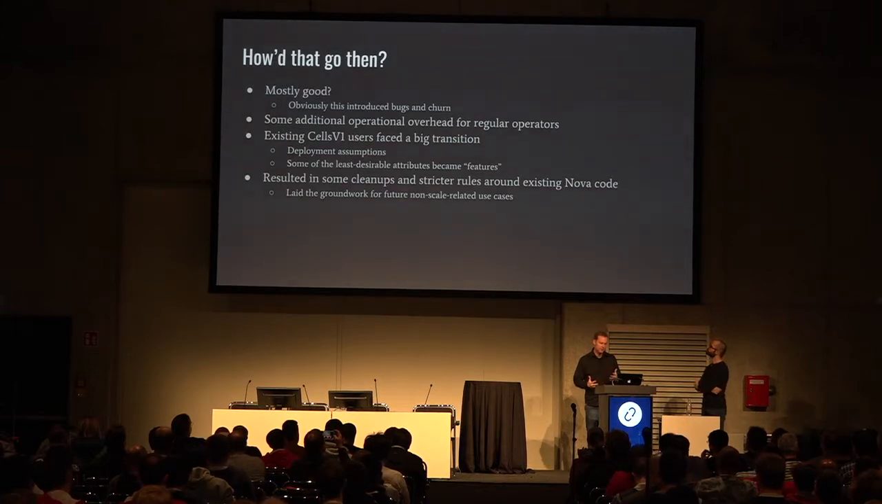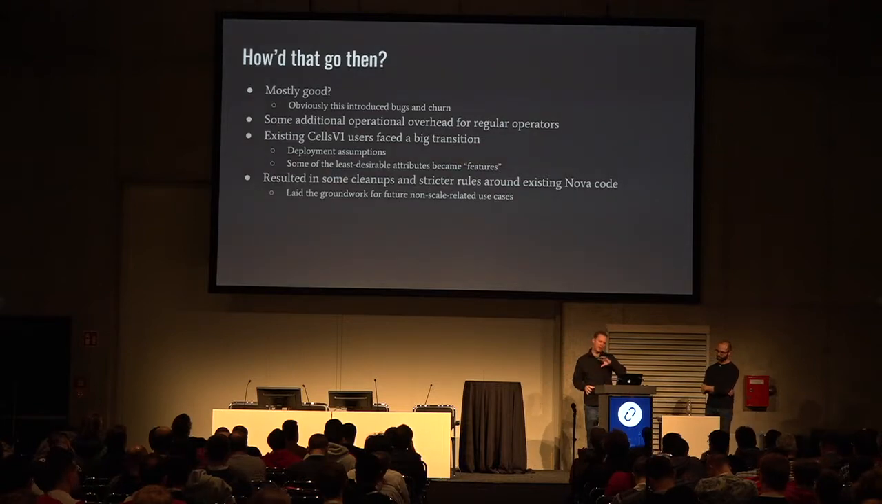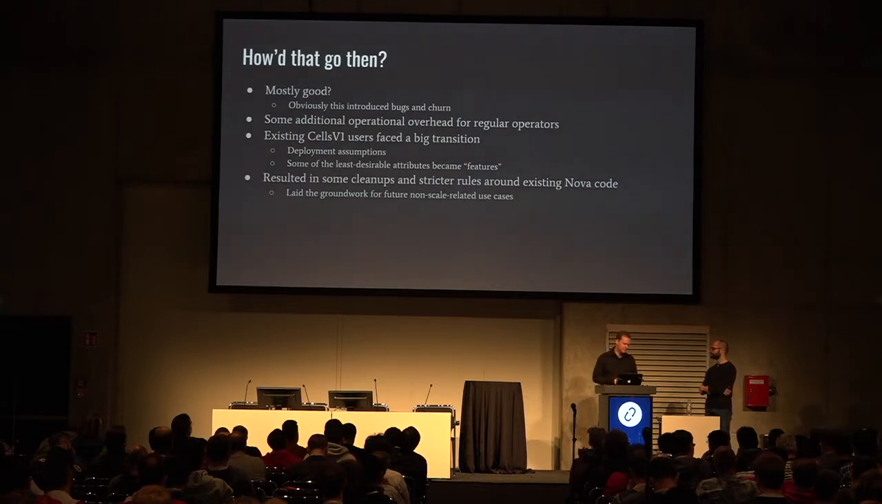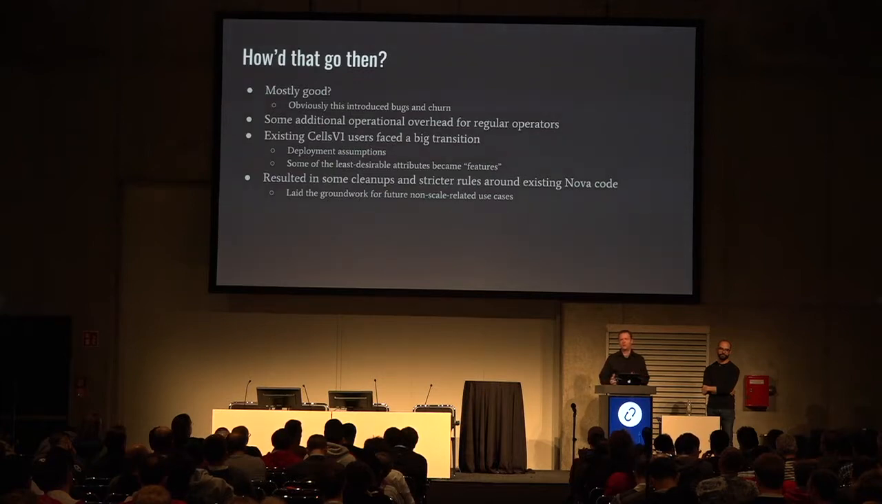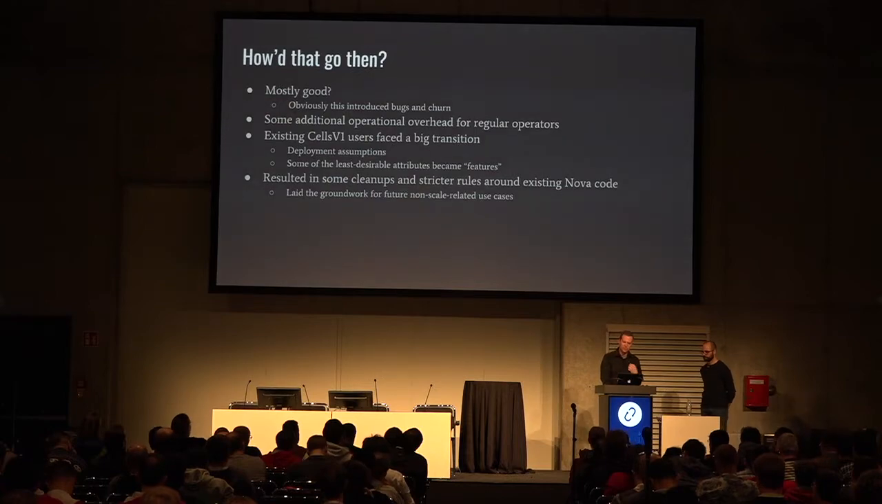I think another really good thing that came out of this was some of the cleanups and stricter rules about where we put data in Nova and how we classify it and how we talk to it and when we talk about it. In addition to being able to do this split for scale, there are some non-scale things like federated Nova, where we've classified these bits of data and put them into buckets, which means that we can talk about them a little bit more abstractly, which I think was an unintended but good side effect that came out of this.